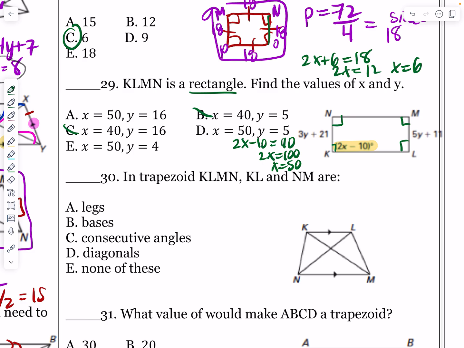Okay, so now I just need to solve for y. So where do I see a y? I see a y at NK, and I see a y at NL. What do I know about the opposite sides of a rectangle? Those are congruent. So I can set 3y plus 21 equal to 5.